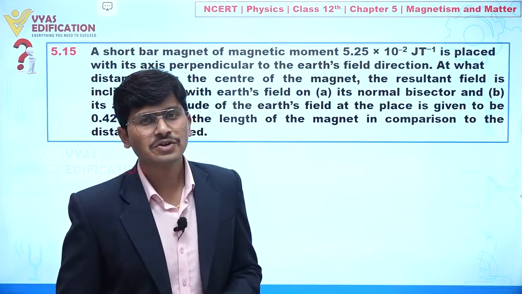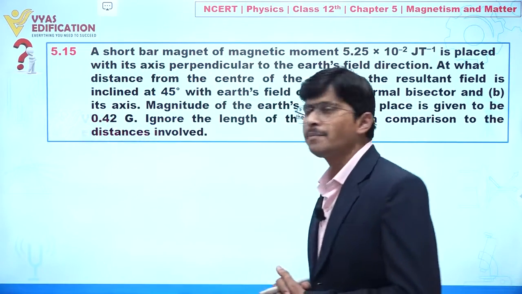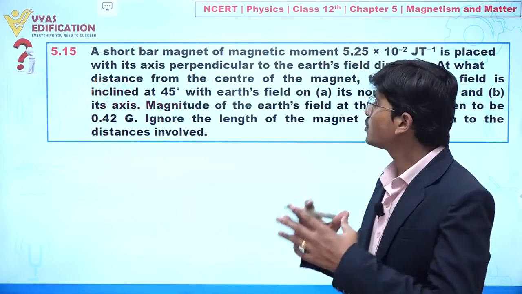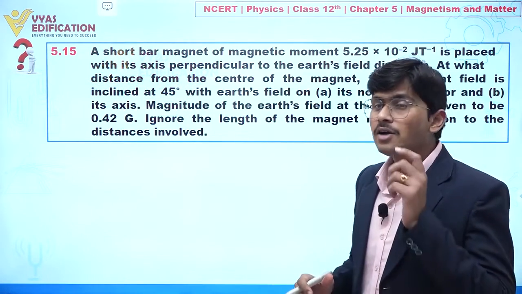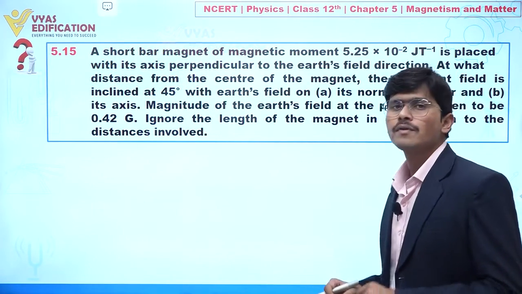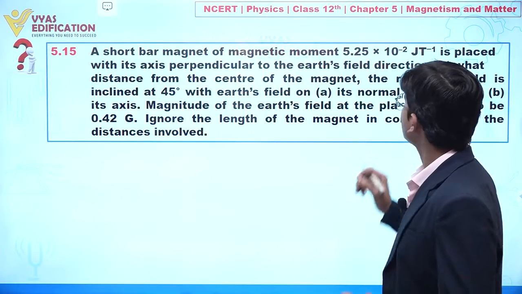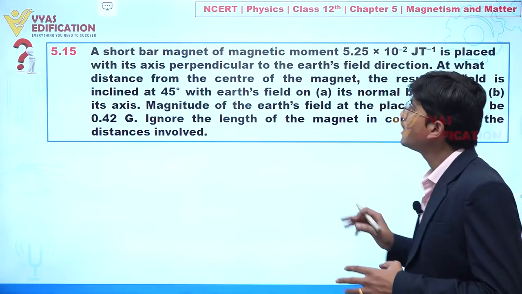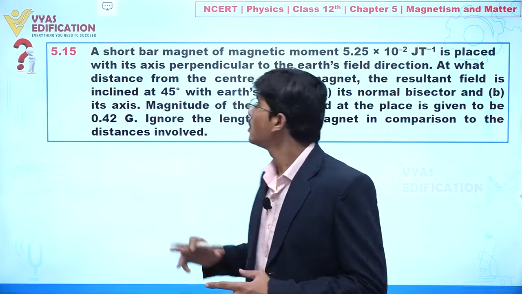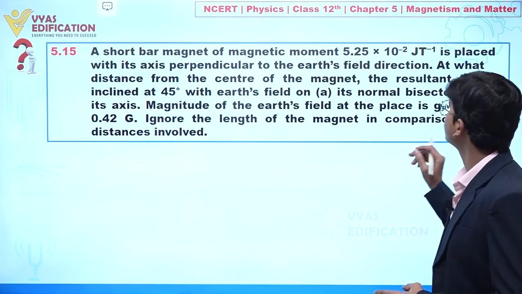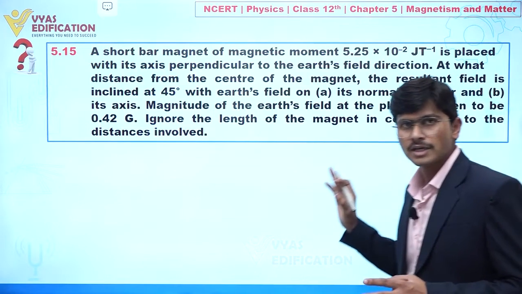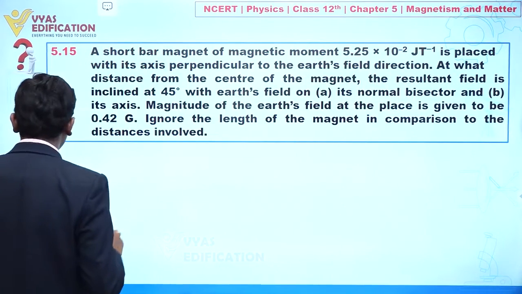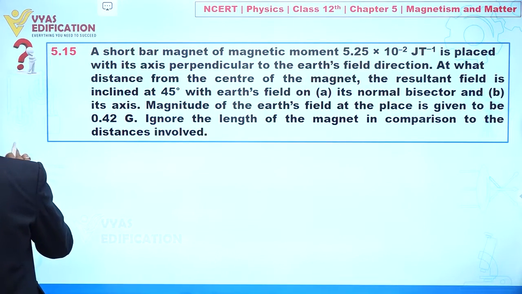Now students, we are going to discuss question number 5.15, and in this question it is given to you a short bar magnet of magnetic moment 5.25 into 10 to the power minus 2 joule per tesla is placed with its axis perpendicular to the earth's field direction, clear? So what is given in the question here, concentrate on the screen.